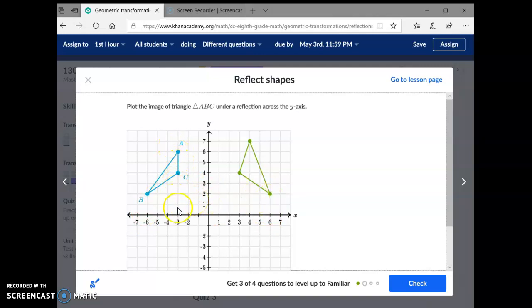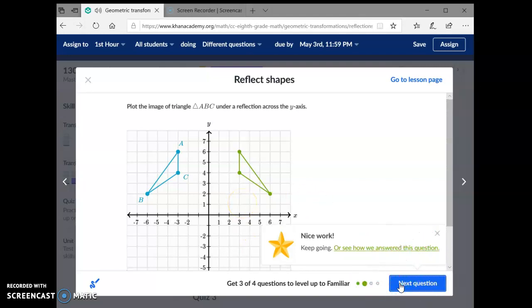This point right here is -3, 6. So that means on the other side it would be +3. Okay, and it would be 6. So +3, 6. All right, let's check it. There we go.